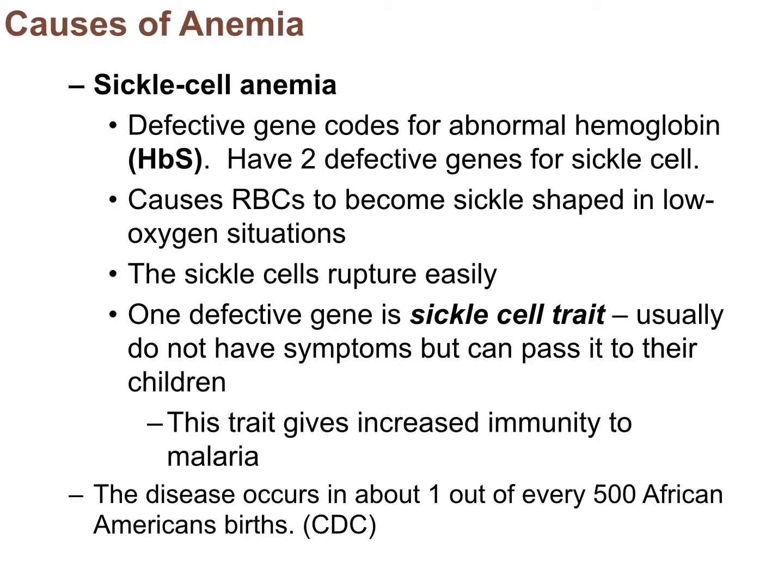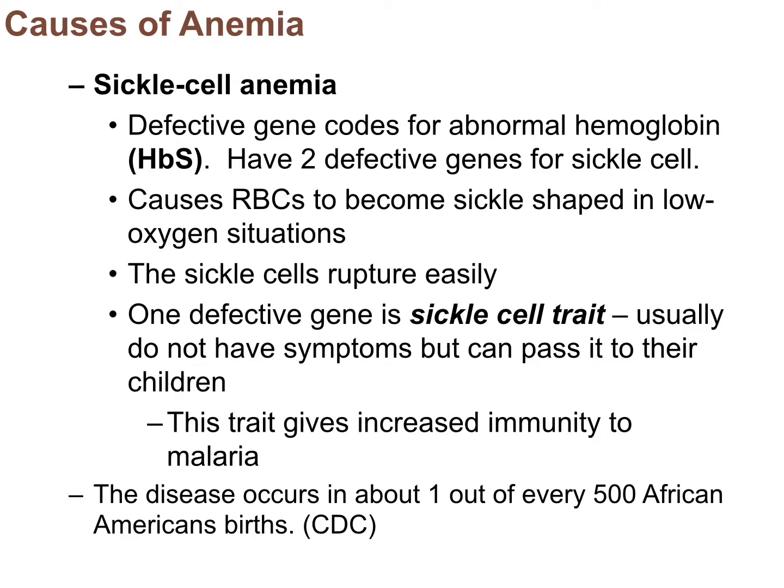Sickle cell anemia is due to two defective genes for abnormal hemoglobin, the HbS gene. If you have one, you have what's called sickle cell trait. Sickle cell trait actually developed in areas where there were high malaria rates, and it gave the individuals resistance, or some immunity, to malaria.